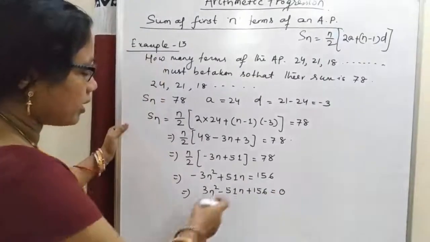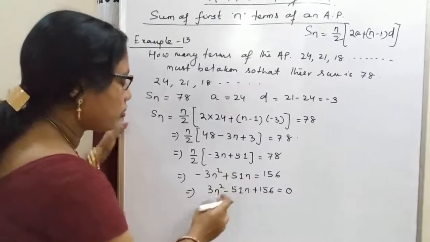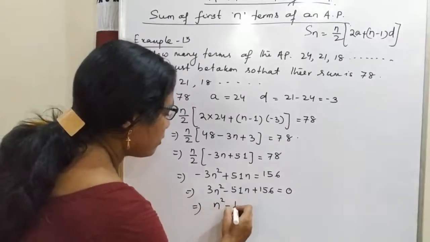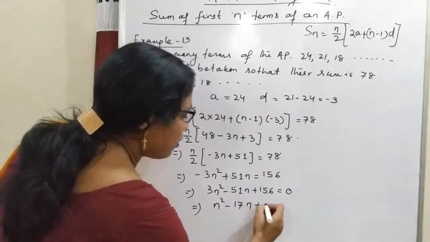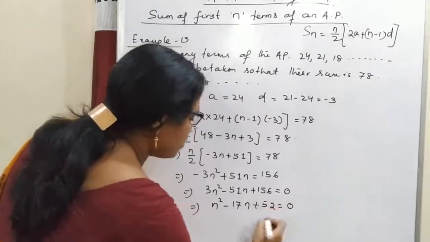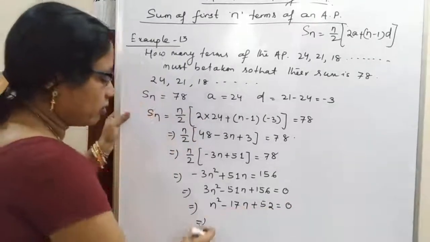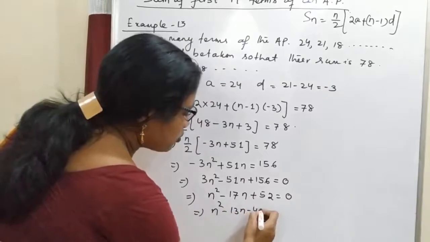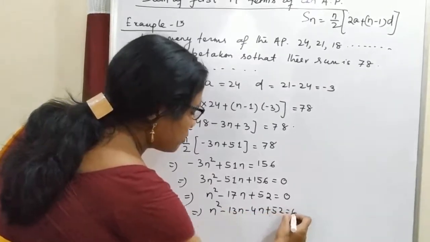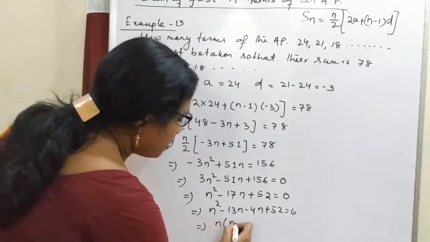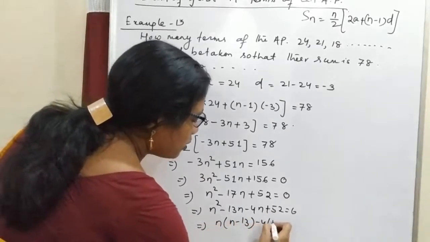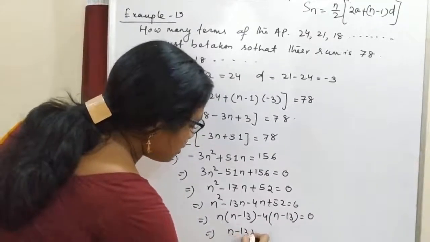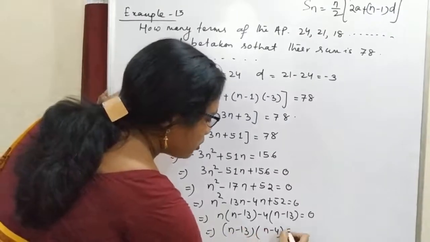So this is a quadratic equation. So here 3 is common in all the terms. So this implies n square minus 17n plus 52 is equal to 0. So we have to split the middle terms here. n square minus 13n minus 4n plus 52 is equal to 0. So this implies n into n minus 13 minus 4 into n minus 13 is equal to 0. So this implies n minus 13 into n minus 4 is equal to 0.